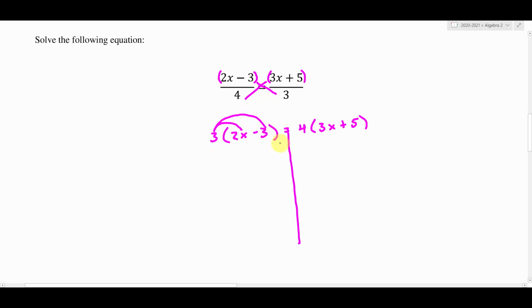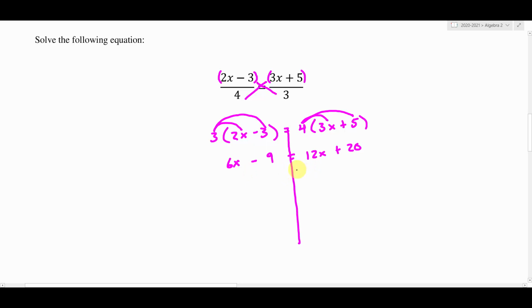So I'm going to distribute the 3. All right, so 3 times 2x is 6x, and then 3 times negative 3 is negative 9. All right, so the parentheses are gone there. We're going to do the same thing here on the right hand side. So I'm going to distribute the 4. So 4 times 3 is 12x, and then 4 times 5 is 20. All right, so now it gets a little bit easier. We start to see there's no more parentheses, no more fractions.